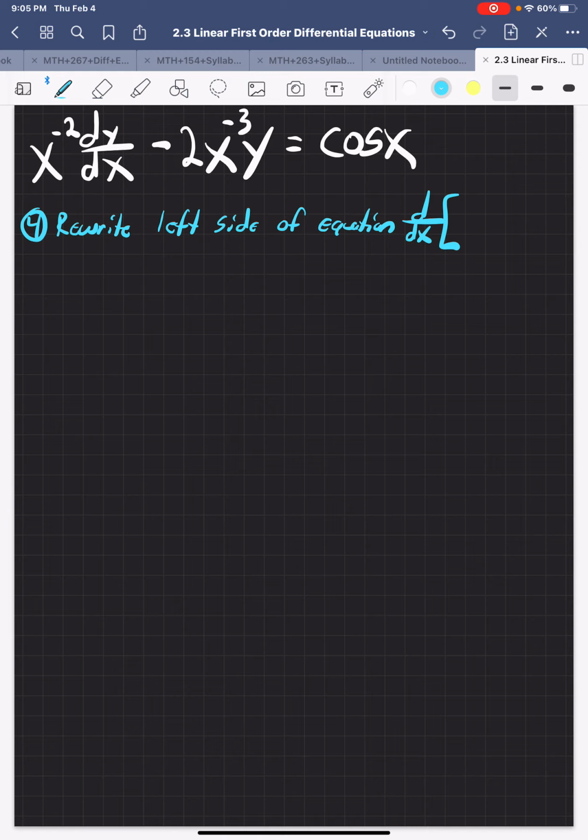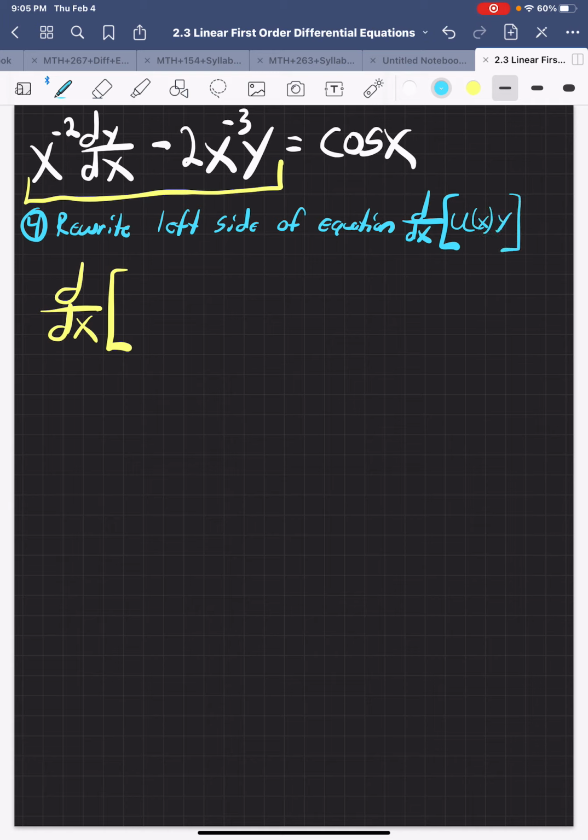Right, and in this particular case, we're going to be able to rewrite the left side. That is just the derivative with respect to x. Well, what did you take the derivative of? Well, it's just going to be u of x times y. And so u of x times y, that is where we're going with this. So in this case, we can rewrite this as, what was u of x? That was x to the power of negative 2 times y equals cosine of x.